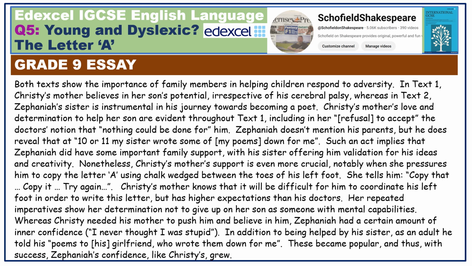Both texts show the importance of family members in helping children respond to adversity. In text 1, Christie's mother believes in her son's potential, irrespective of his cerebral palsy. Whereas in text 2, Zephaniah's sister is instrumental in his journey towards becoming a poet. Christie's mother's love and determination to help her son are evident throughout text 1, including in her refusal to accept the doctor's notion that nothing could be done for him.